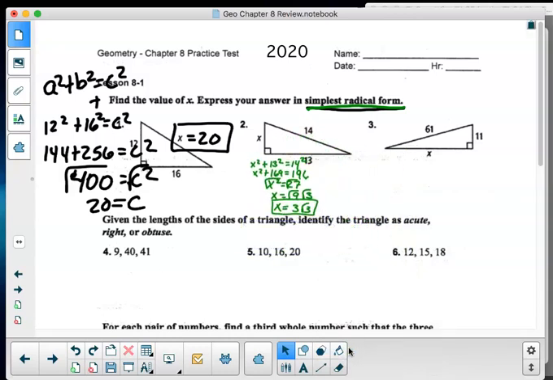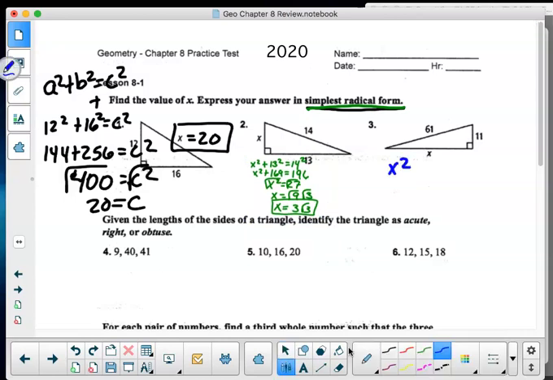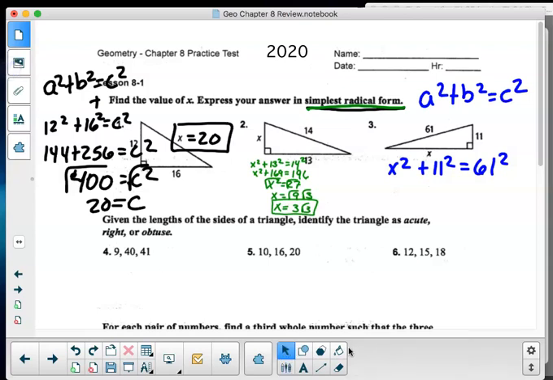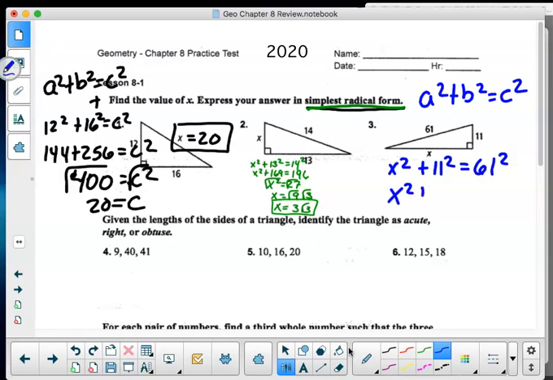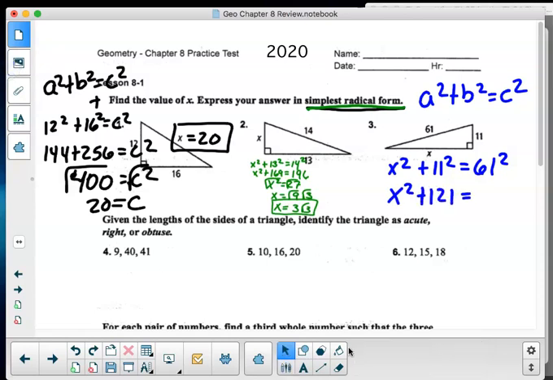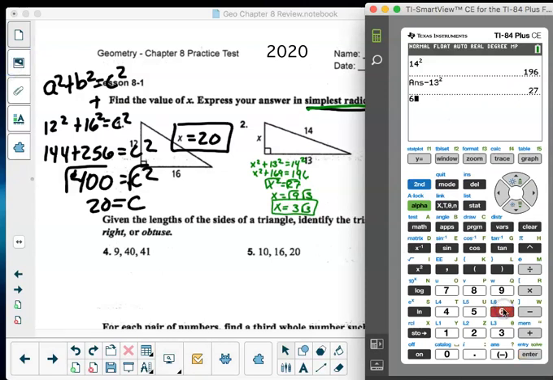Okay, this last one here, I've got x squared plus 11 squared is equal to 61 squared. Again, remember, Pythagorean theorem. C is the largest side, the hypotenuse. And the legs are A and B. Now, I've got x squared plus 121 is equal to 61 squared, which I rarely use.